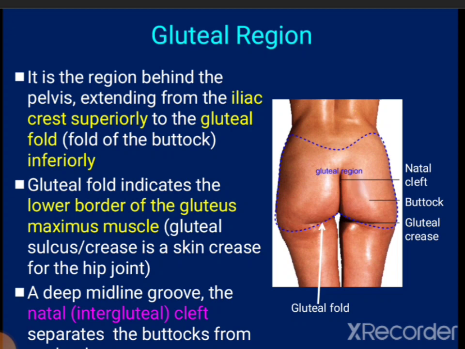Gluteal fold indicates the lower border of the gluteus maximus muscle. The gluteal sulcus or the crease is a skin crease for the hip joint. The deep midline groove, the natal cleft, separates the buttocks from each other.